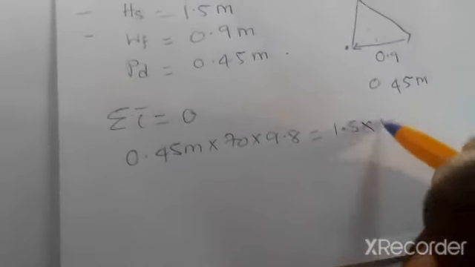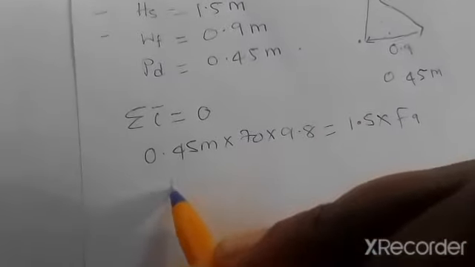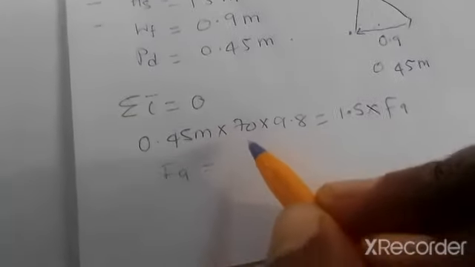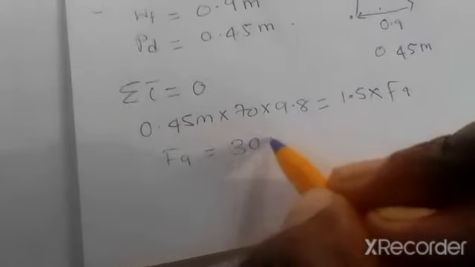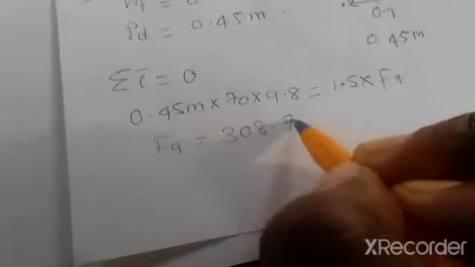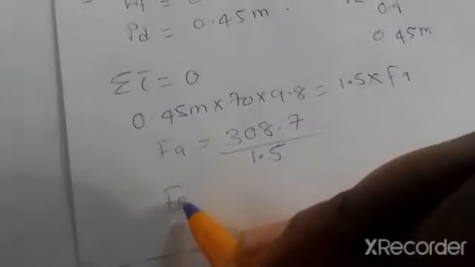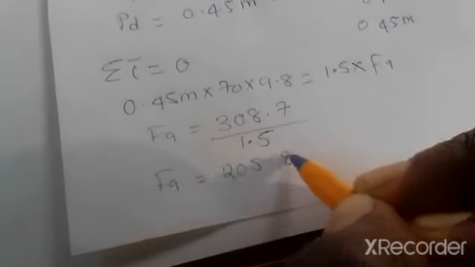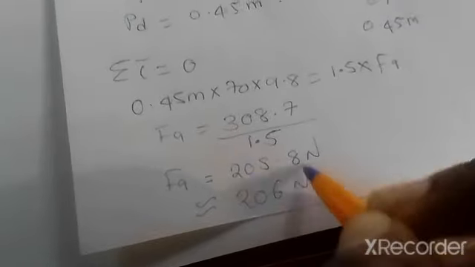So multiplied by FA, that's what we have. If we multiply this, FA will be 0.45 multiplied by 70 multiplied by 9.8, which is 308.7, divided by 1.5 meters. So FA is now 205.8 newtons. We can approximate that to 206 newtons.